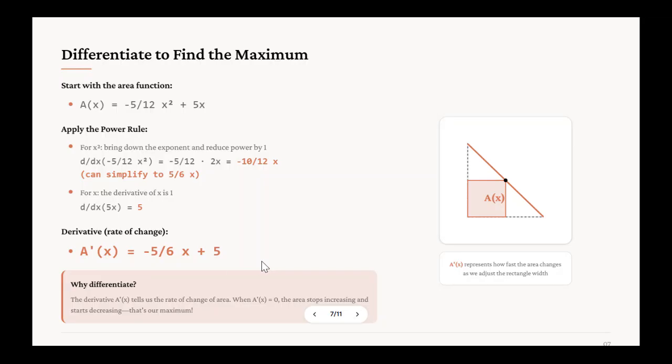Now that we know we need to find where the derivative is 0, which specific rule are we going to use on this quadratic equation? The power rule. Now it's time for the actual differentiation.